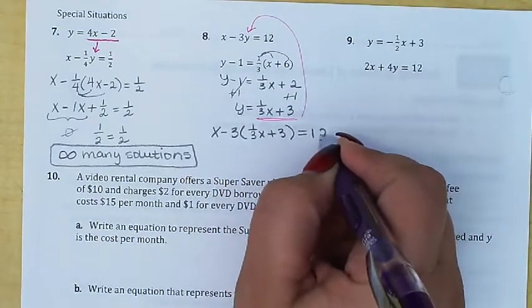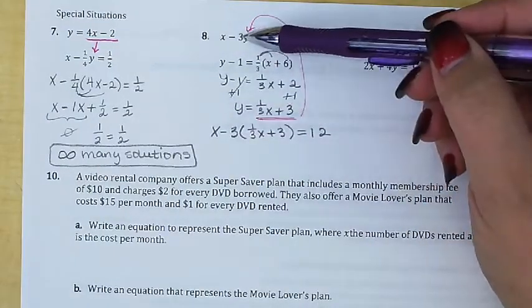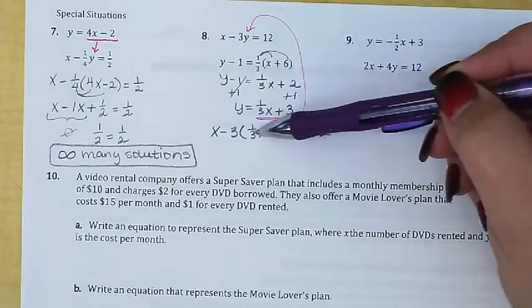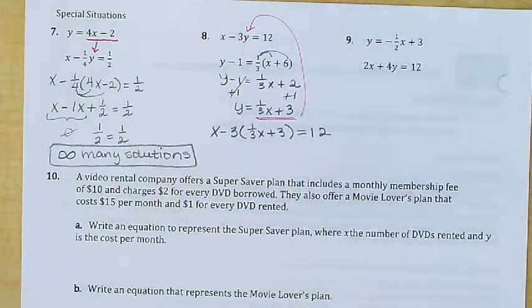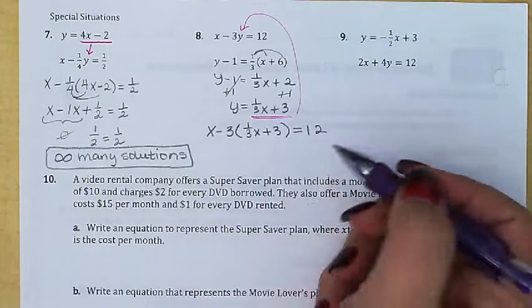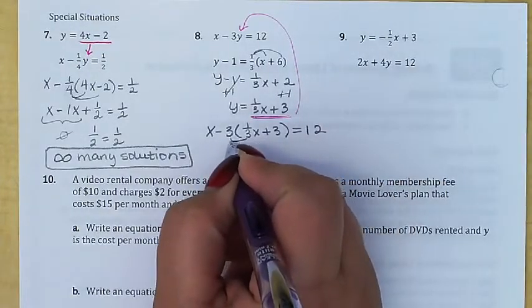This is still equal to 12. So it should still be the same equation, x minus 3. The only thing I'm replacing y with is this 1/3 x plus 3, which I know is equivalent, and then equals 12. Awesome. And now we can solve for x here. So I'll distribute, and the rest of this is review, so we'll just distribute and solve.